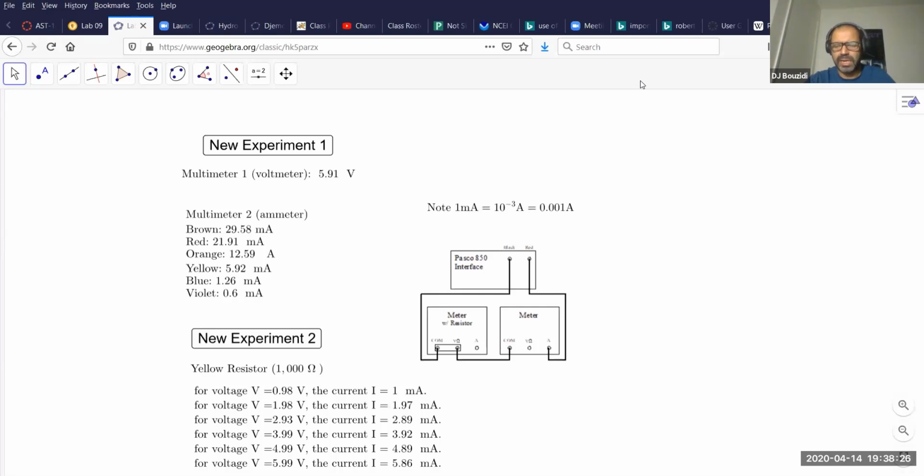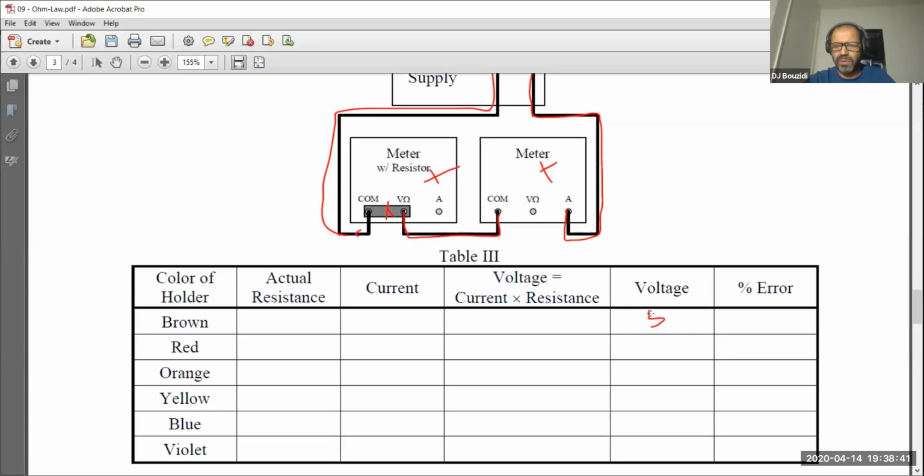I'm taking this data now as part of my table. I'm going to stop sharing the screen and go back into my table, the PDF file, share, and put in here 5.9. The volts, okay? So that's how much voltage I have in this case.